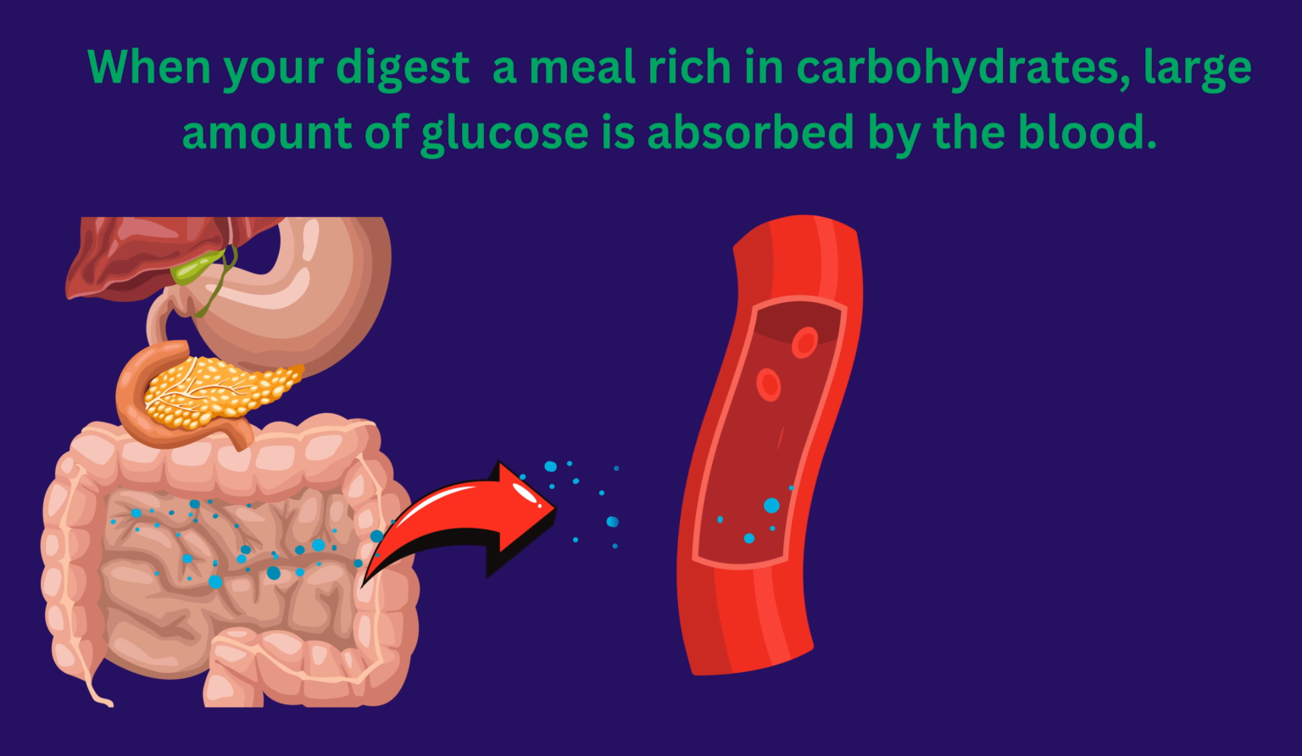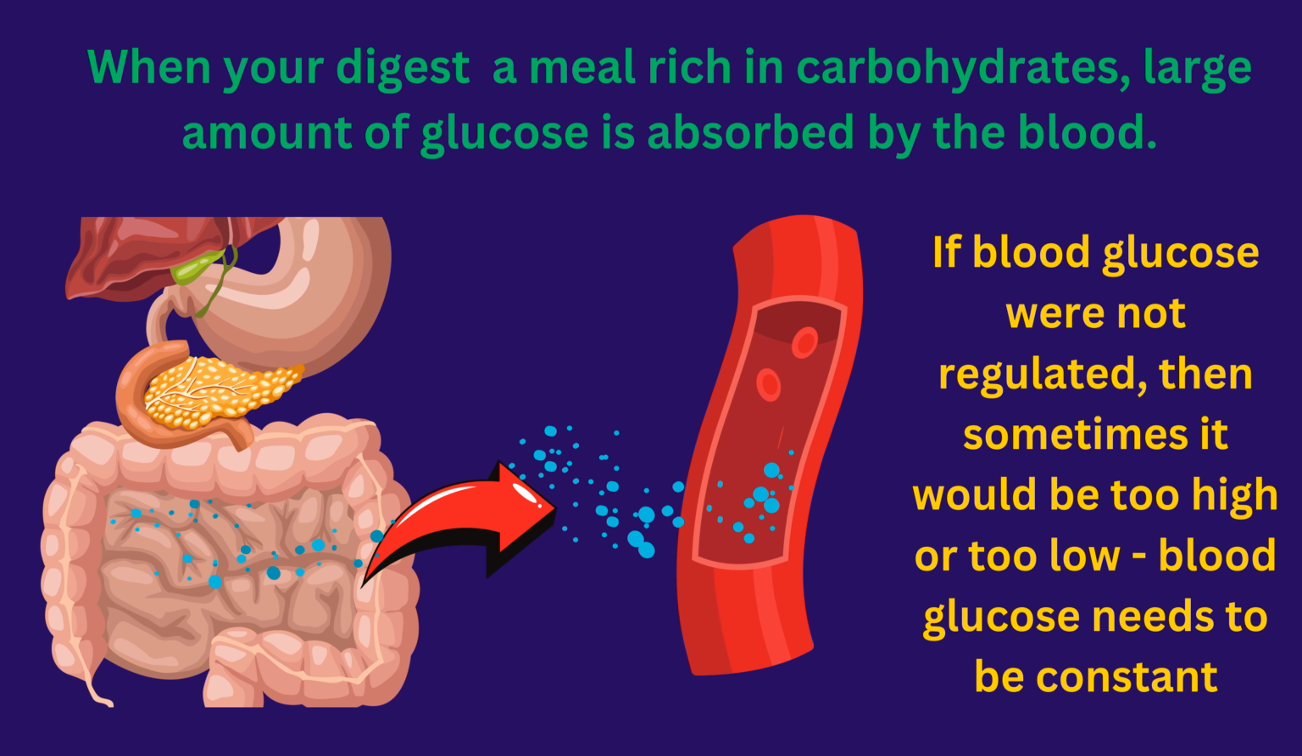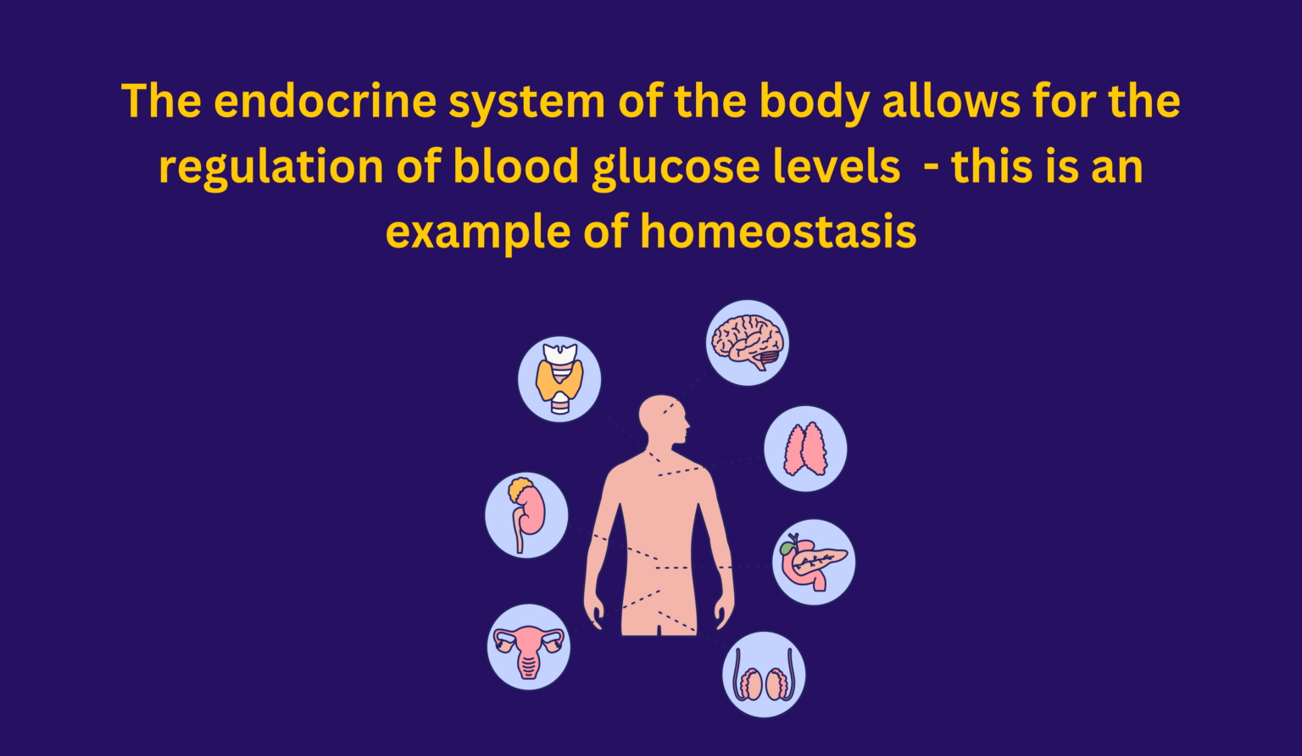When you digest a meal rich in carbohydrates, a large amount of glucose is absorbed by the blood. If the blood glucose were not regulated, then sometimes it would be too high or too low. Blood glucose needs to be constant. The endocrine system of the body allows for the regulation of blood glucose levels. This is an example of homeostasis.